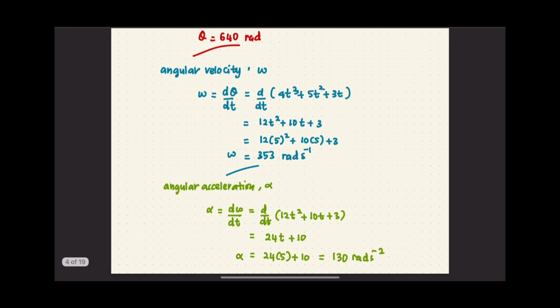Next is angular acceleration. Alpha is equal to change of omega per time, d/dt of omega. This is the omega from before. I differentiate once more, so you get 24t plus 10. Substitute the value of 5, so we get 24 times 5 plus 10, equal to 130 radian per second squared. Okay.